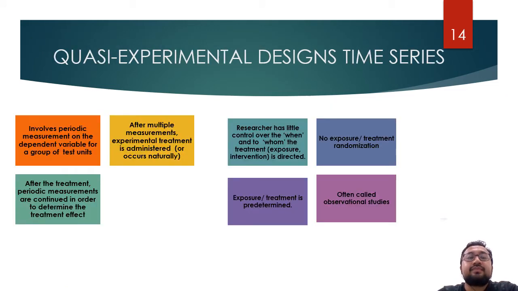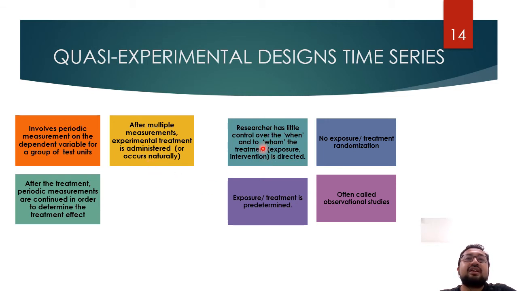Alright. Okey, tadi kita dah cerita pasal pre-experimental lah. Okey, ini adalah quasi-experimental design time series. This is the keyword. In quasi-experimental, dia ada time series. Maknanya kita buat banyak kali punya measurement. Alright, it involves periodic measurement on the dependent variable for a group of test units. After multiple measurements, experimental treatment is administered or occurs naturally.